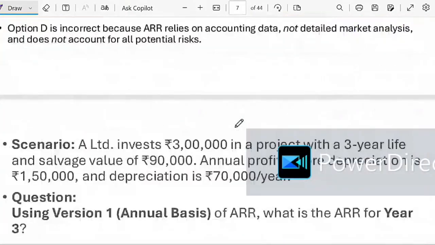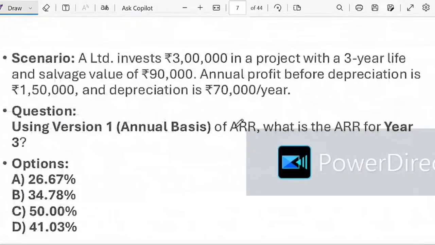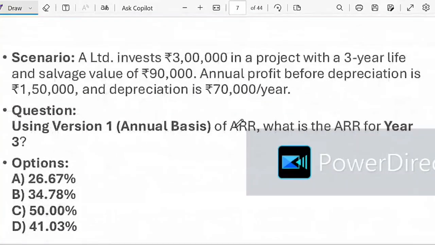Now, friends, let's come back to this question. This is a numerical based question based on ARR. I hope everyone has pen, paper and calculator. सभी के पास पेन पेपर कैलकुलेटर होना चाहिए, तभी जाके इस क्वेश्चन को आप सॉल्व कर पाएंगे. आइए देखते हैं इस क्वेश्चन को.